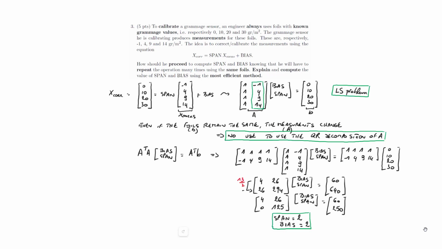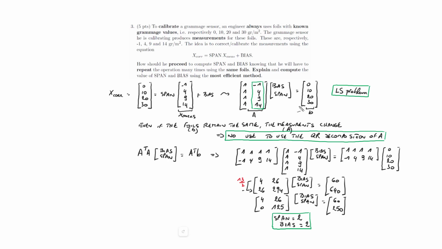So let us have a look at the solution of this problem. So we start with this equation over here and we replace this one by a vector with the measurements, right? The measurements you find over here. And after span and bias correction, this should look like the values that you should obtain because you know the grammage values of each foil. So 0, 10, 20 and 30. You can rewrite this, of course, in a matrix format like this, right?